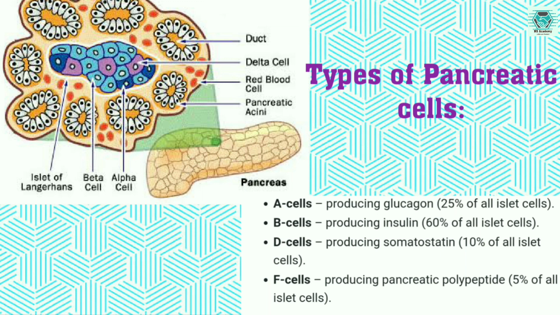These endocrine cells of the pancreas are situated in a specialized tissue, and the region is known as the islets of Langerhans. It represents approximately 1 to 2% of the pancreas.